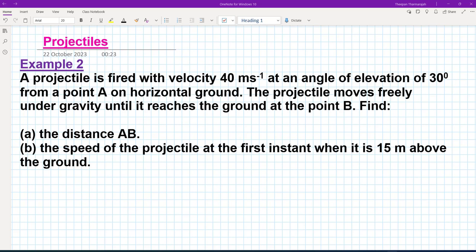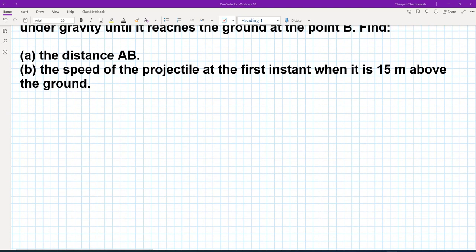Okay, welcome back. A projectile is fired with velocity 40 meters per second at an angle of elevation of 30 degrees from a point A on horizontal ground. The projectile moves freely under gravity until it reaches the ground at the point B. Find the distance AB and find the speed of the projectile at the first instant when it is 15 meters above the ground. So, as always in mechanics, we draw a diagram.